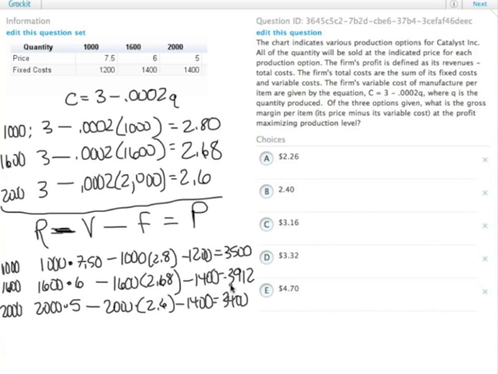So now we just figure out one item at 1,600 is 6. It sells for 6. It actually cost $2.68 to produce that item. So the gross profit margin per item equaled 3.32. Answer choice D.